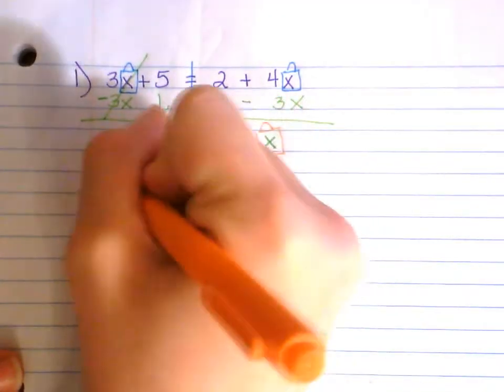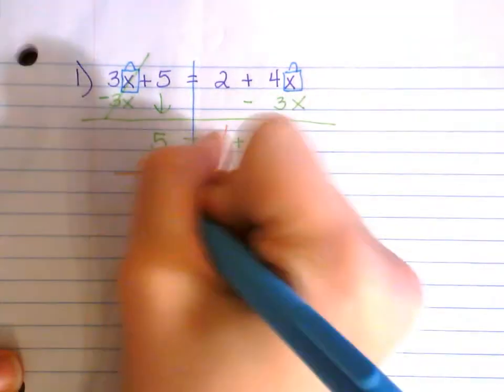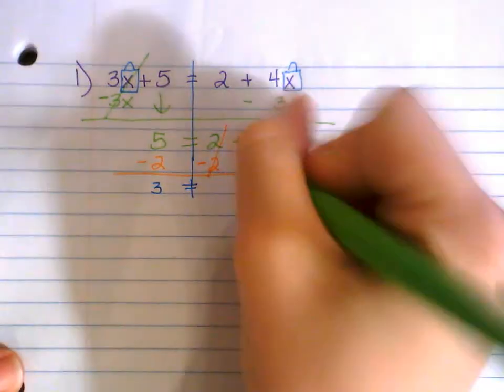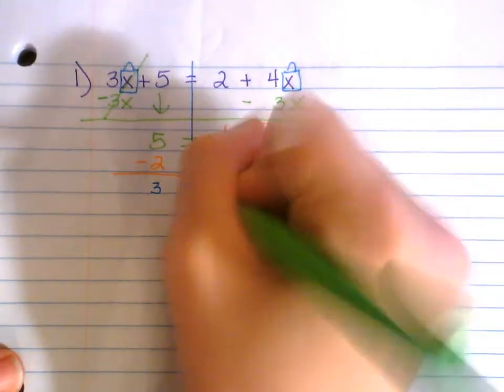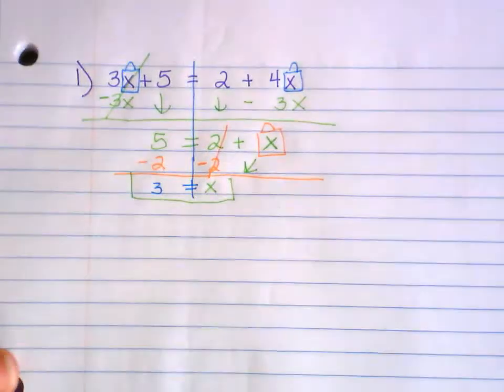Subtract 2. 5 minus 2 is 3. And then we bring down our x. So x equals 3. And that's the answer.